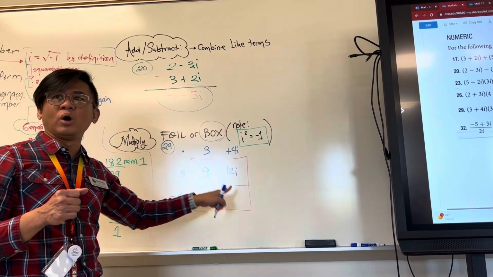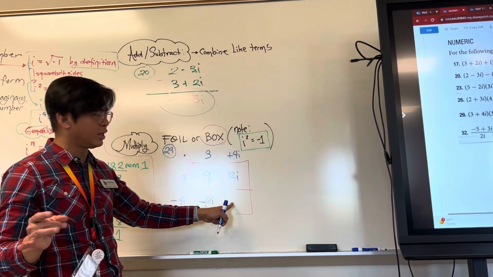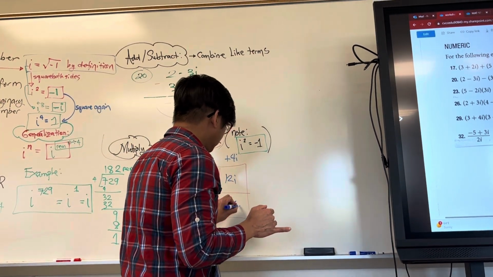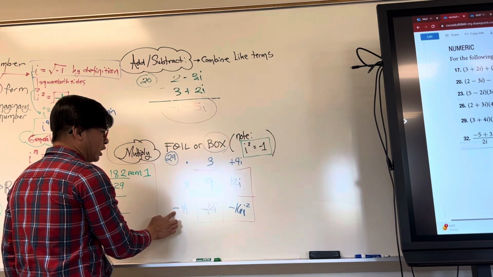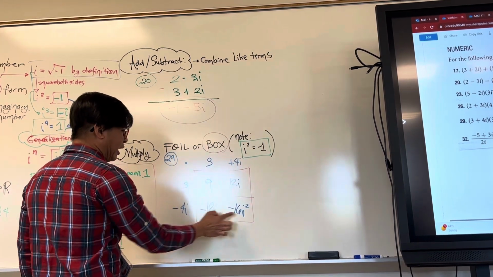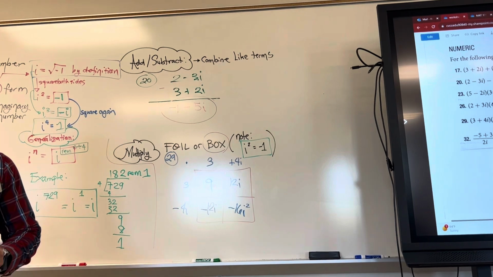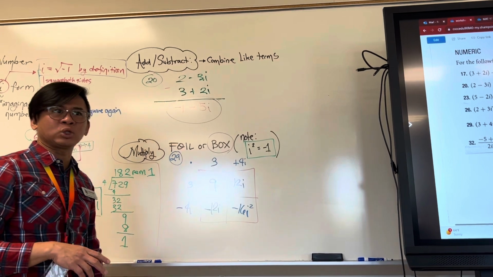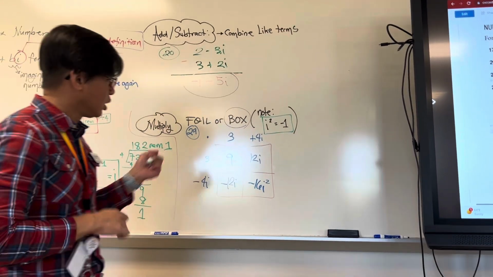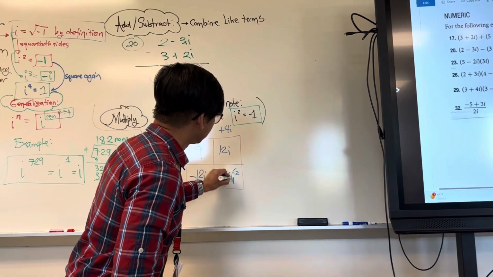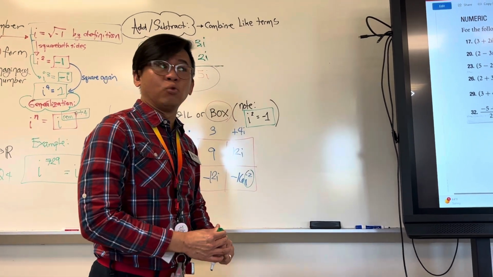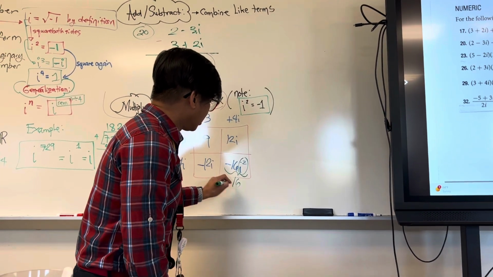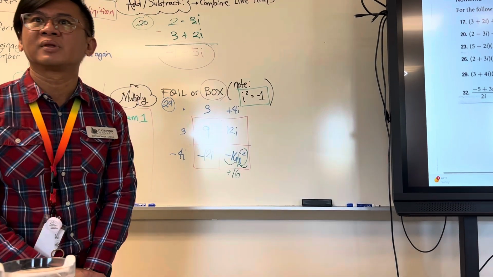And the last one, what do you think will be in here? -16i squared. Very good. Just notice that one: 4 times -4 is -16, and i times i is i squared. Now, what's our note from a while ago? As soon as you see an i squared, automatically that's -1. So multiplied by -16, you're just going to make this whole thing positive 16 instead.